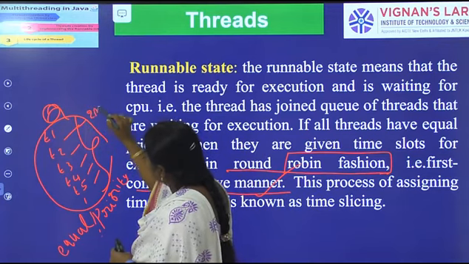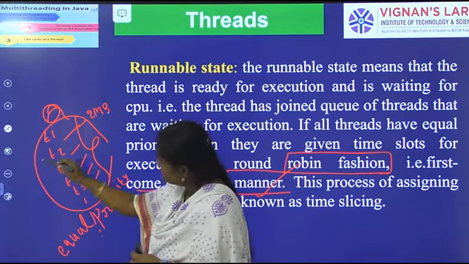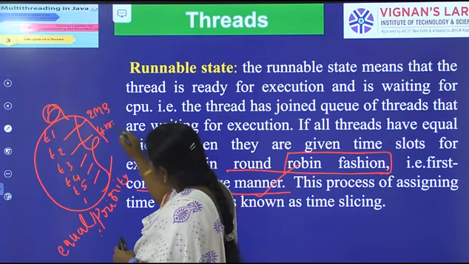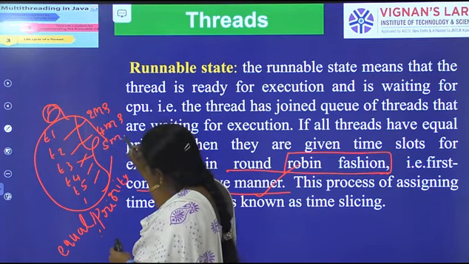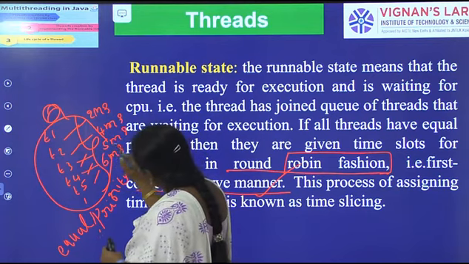T1 takes 2 milliseconds to execute its task. Next, T2 takes 4 milliseconds to execute its task. Next, T3 takes 5 milliseconds to execute its task. Next, T4 takes 6 milliseconds for the completion of its task.